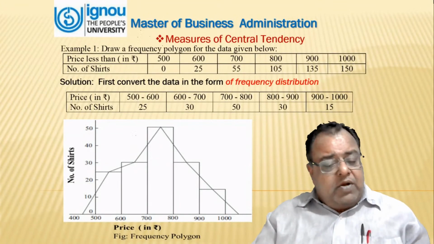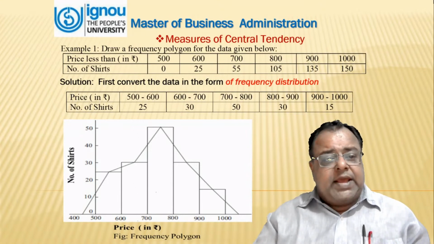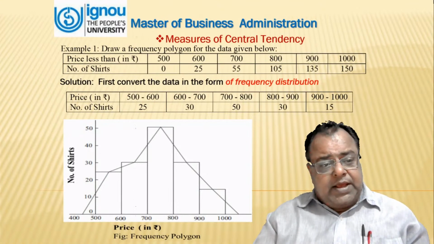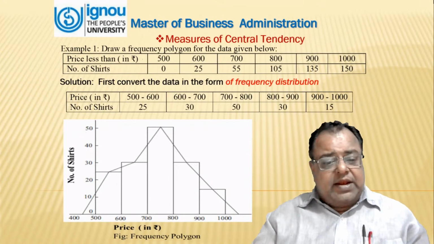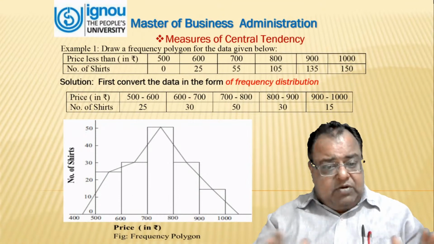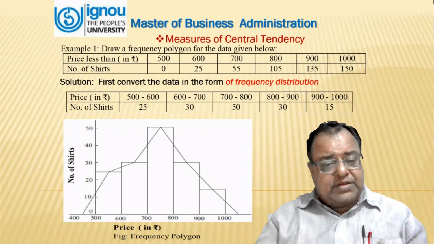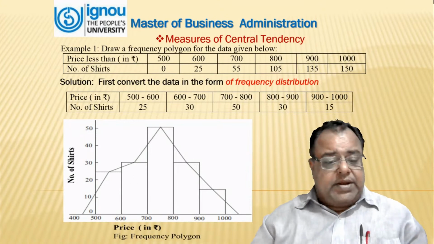We will be drawing the histogram. First of all, on the x-axis, we will be taking up the prices, and on the y-axis, we will be taking up the number of shirts. Using an appropriate scale, we will be drawing histograms. Histograms are closed rectangular figures, and their width will be, in this case, 100.